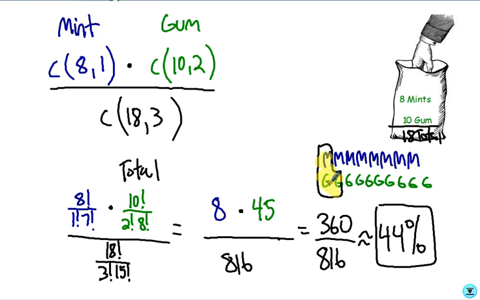All right, so that concludes number 8. So try the one on the right, and then we're going to finish up with the last problem.